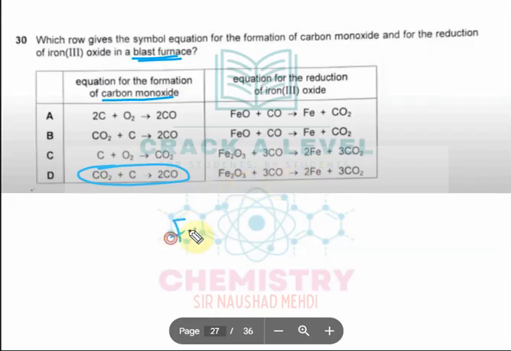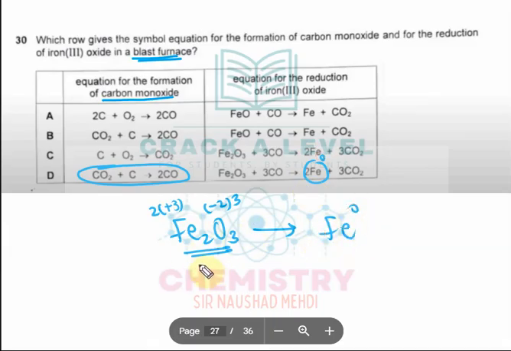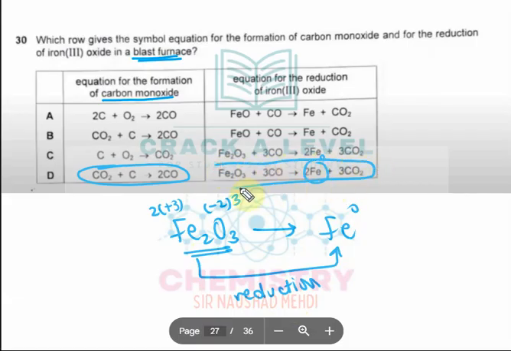We all know that Fe2O3 is the iron ore, hematite ore. In the hematite ore, oxygen has an oxidation number of -2 multiplied by 3, that is -6, so iron would be +3. It is converting into iron, which is 0. So it is converting from +3 to 0, which means it is getting reduced, or reduction is taking place. This is the correct equation. So option D is the correct answer in this case.